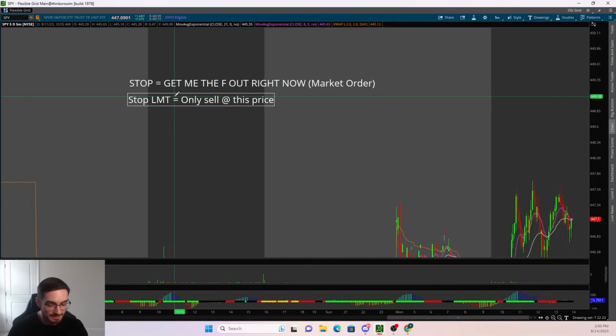And again, a stop limit is saying only sell at this price. Your position could get skipped, and as a result, you end up missing out on your stop loss and the position goes significantly against you.